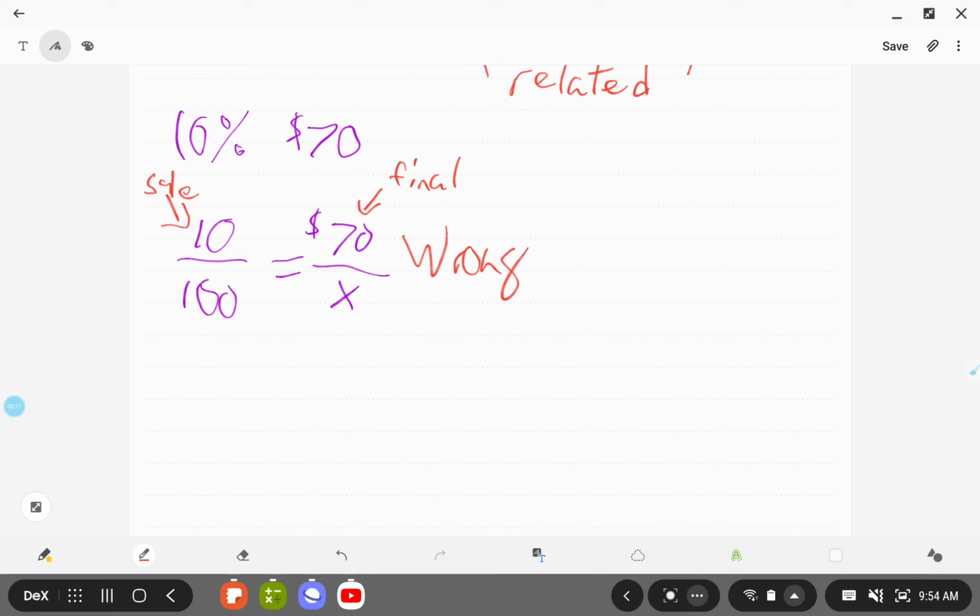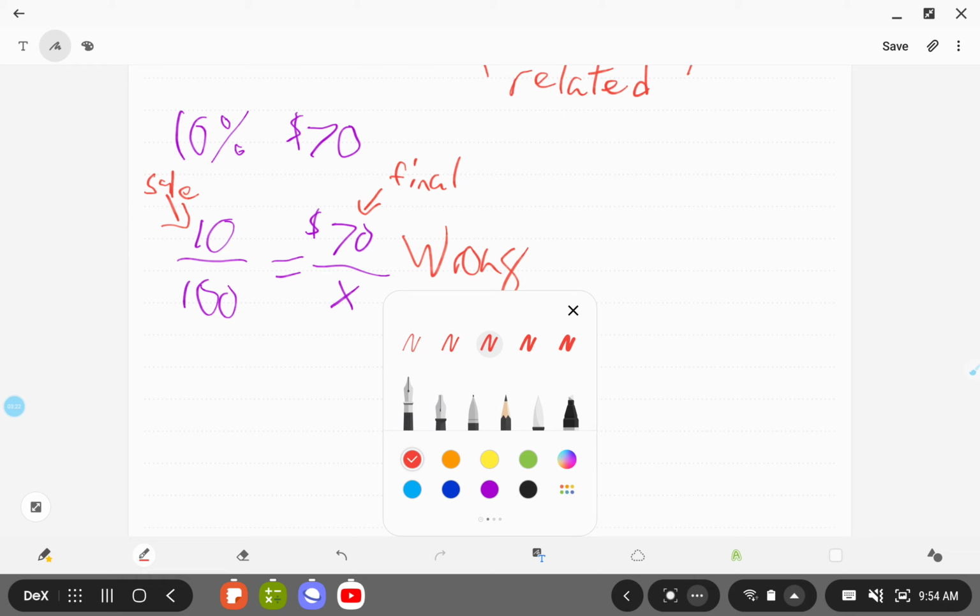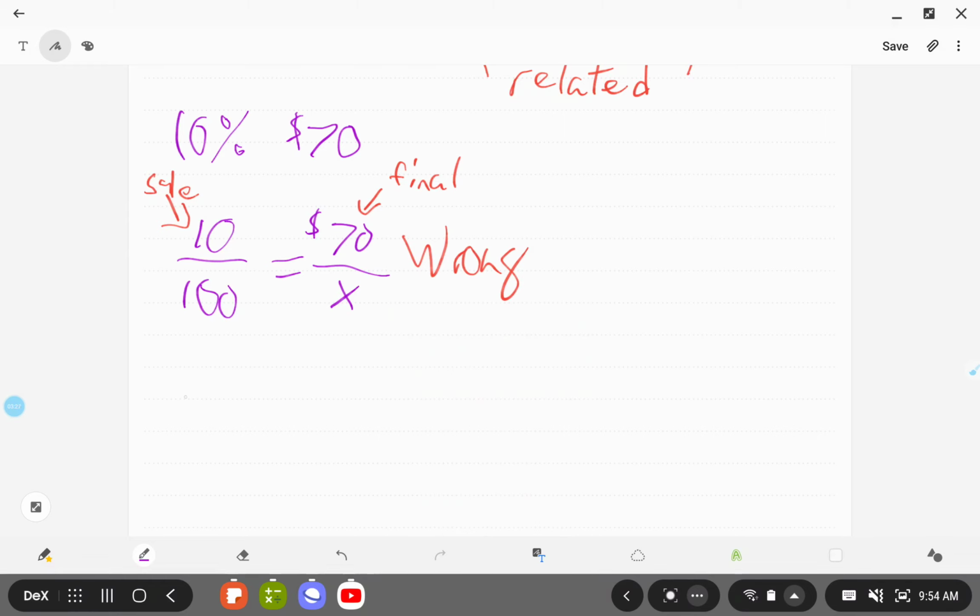What I would recommend doing in these situations is you could still do it with a proportion. You would just have to change one of these values first. So instead of doing the sale percentage, you might want to switch it to 90%, because 100 minus 10 is 90, right? So 90% would represent the final, and $70 would represent the final.